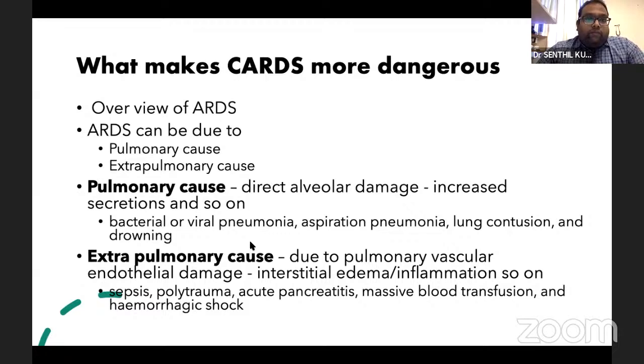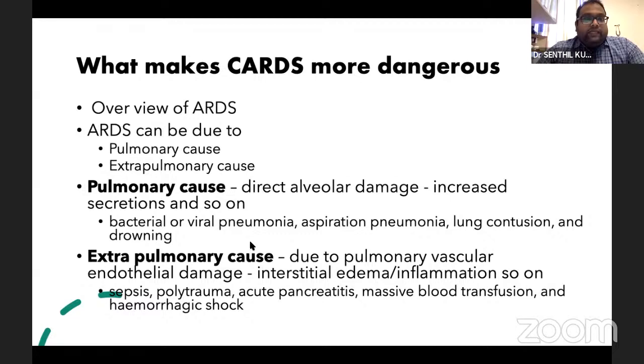And what makes COVID ARDS more dangerous is, before going to COVID ARDS, an overview of ARDS itself. ARDS could be due to either a pulmonary or an extrapulmonary cause. Pulmonary cause is mainly due to direct alveolar damage, and extrapulmonary cause is due to vascular endothelial damage, leaky capillaries, and more of an inflammatory process.